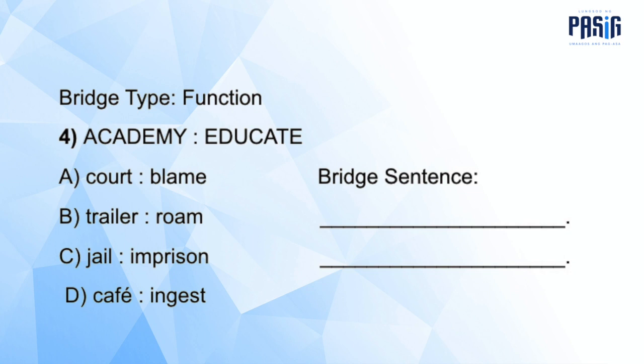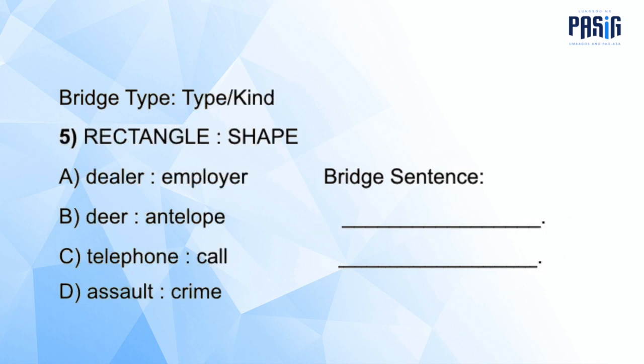So what are the bridge sentences? The bridge type is type or kind. What pair of words best express the relationship similar to number 5? Rectangle is to shape. Is it letter A, dealer is to employer? Or letter B, deer is to antelope? Letter C, telephone is to call? Or letter D, assault is to crime?